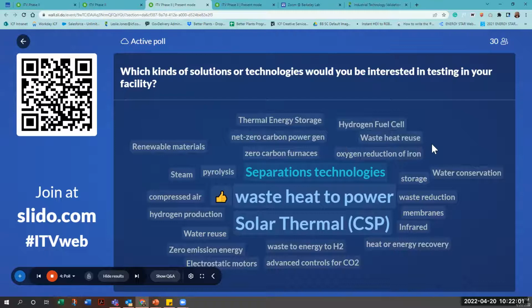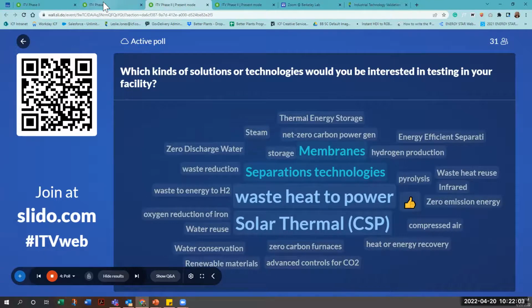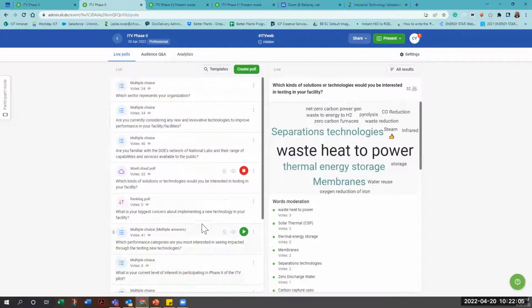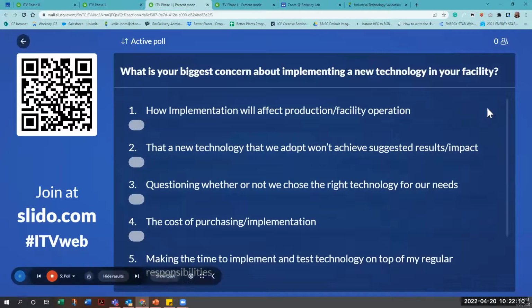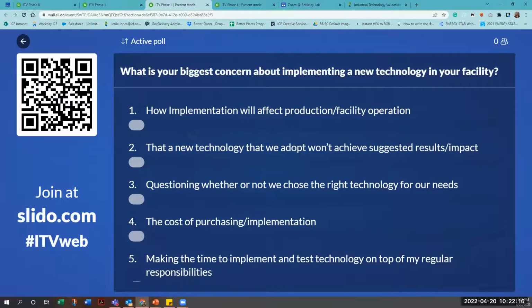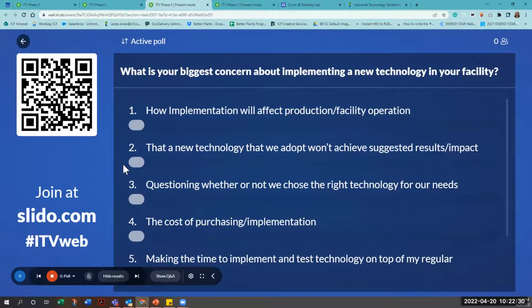Okay. And then I think we have one more set of questions I'm going to launch now. In regards to implementing technology, as we discussed, there are several concerns that companies might have about actually seeing this through. So we were wondering, what would be your biggest concern or your biggest barrier in terms of implementing a new technology? I think there are a lot of different ways that can affect your facility processes. So I believe this is live right now.